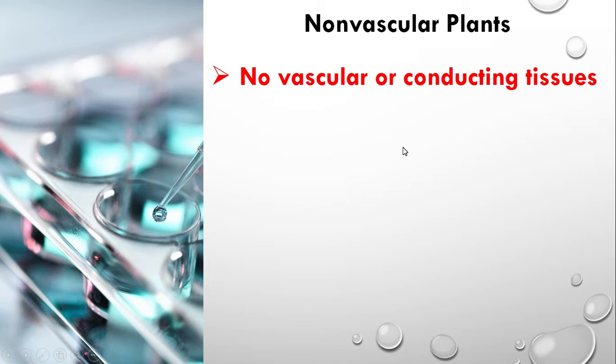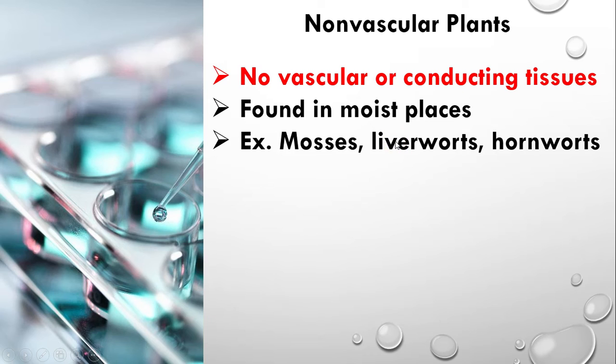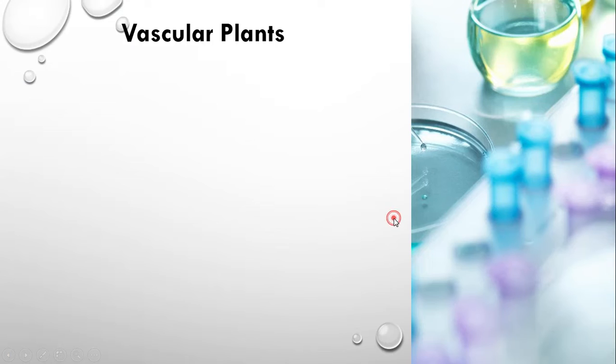Okay, so let's talk first about non-vascular plants. Non-vascular plants, as I said earlier, do not have vascular or conducting tissues. They are found in moist places. Examples of non-vascular plants are mosses, liverworts, and hornworts. Here they are. We usually find them on wet soil or in wet environments.